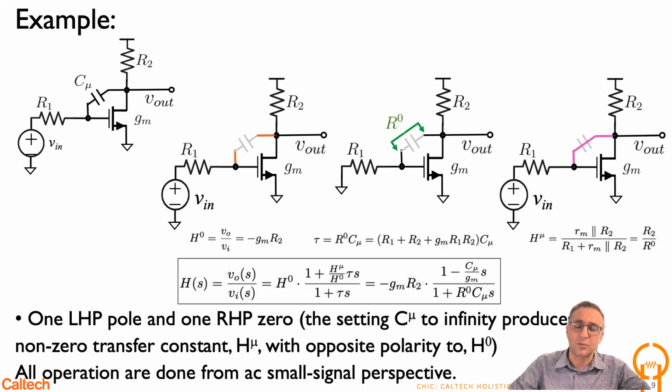circuit, this one, you should look at it. This is pretty straightforward from a small signal perspective, right? Because when you short circuit this, you see 1 over GM here, or RM. So basically that RM is going to be parallel with R2, and then you have a resistive divider between R2 and RM and R1, which is basically shown here. So this is H mu, which is basically the second transfer constant.